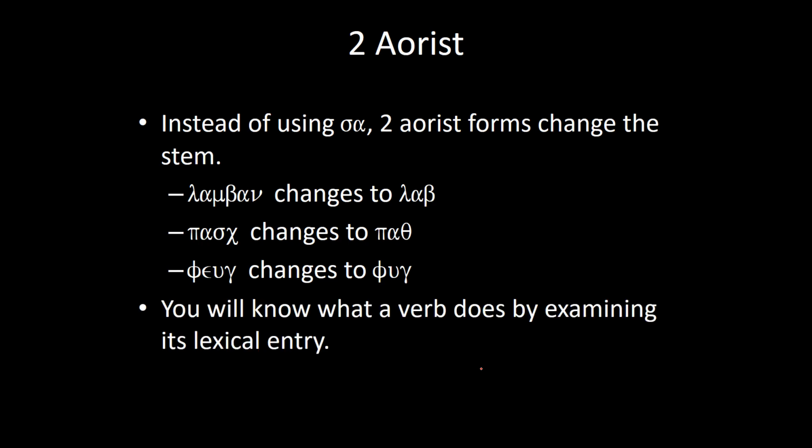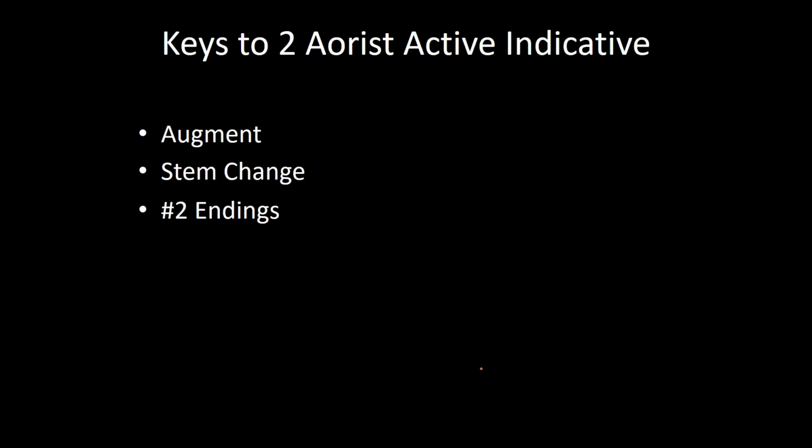You're not going to be able to predict whether a verb is going to do this or not, but all you have to do is look up in a lexicon, and it will tell you what is the aorist form. If it looks like it's got a stem change, well then guess what? You have a second aorist. Three keys to second aorist active indicative. Augment, still the same. Stem change, here's our big difference. And number 2 endings. Three keys: augment, stem change, number 2 endings.